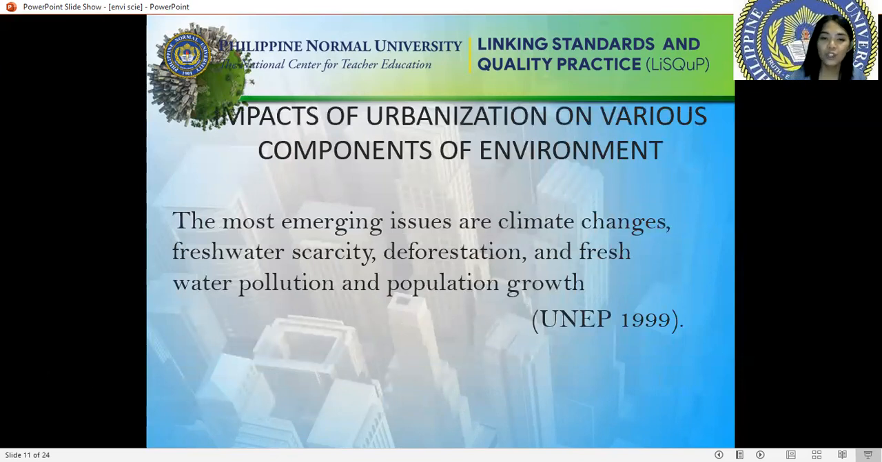So again, in India, ito yung sabi niya, impacts of urbanization on various components of the environment. It was mentioned a while ago: climate change, freshwater scarcity, deforestation, freshwater pollution, and population growth. This is according to data of UNEP in 1999. Probably the most major environmental problem of the next century will result from the continuation and sharpening of existing problems, which do not receive enough political attention. That's why, if possible, the politicians and the people who are in position should take action today, because it will really affect their future.